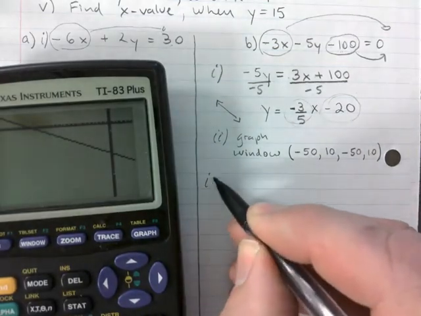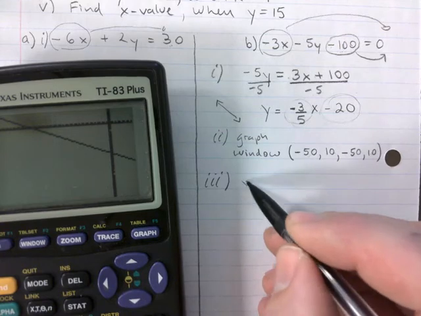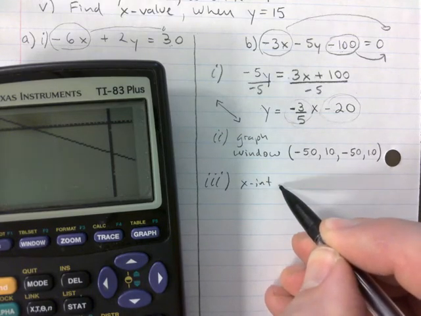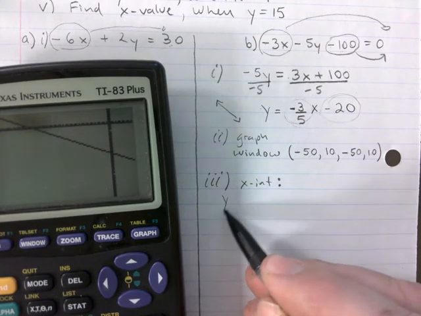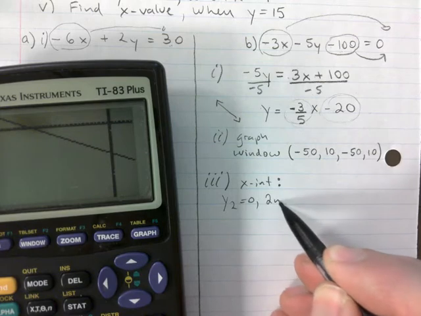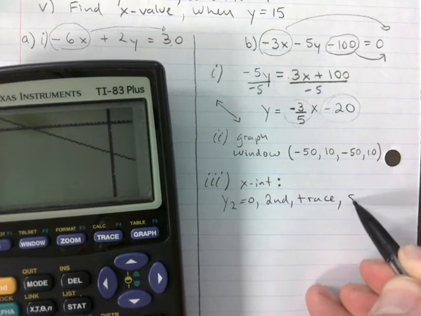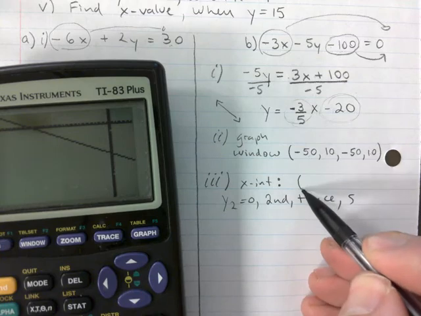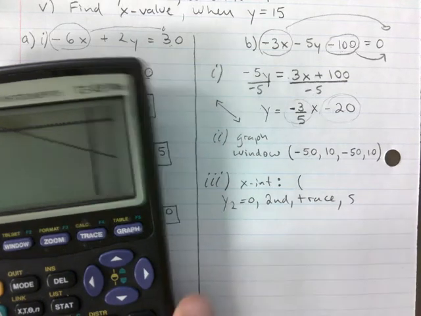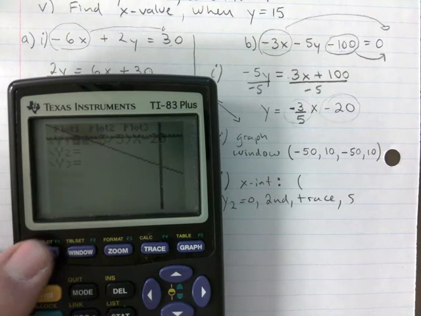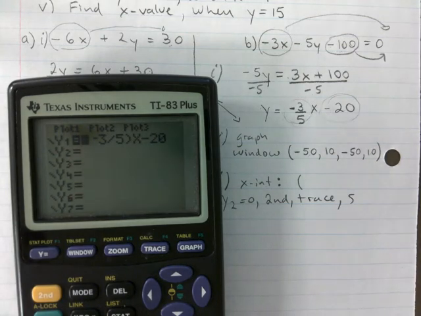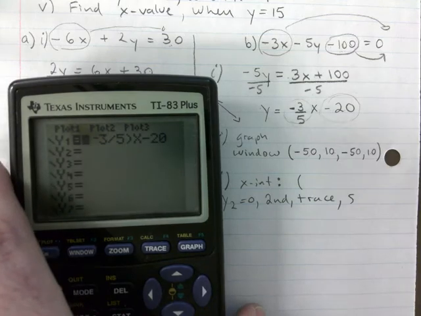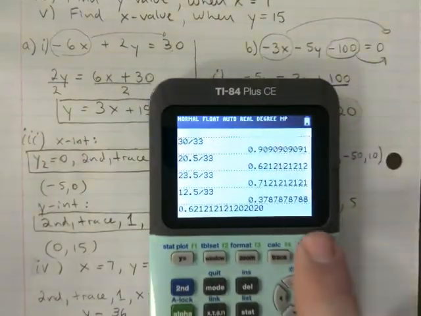Let's find the intercepts, shall we? The x-intercept. You know what I will do, and I will show the keystrokes here. y2 is equal to 0. Second, trace 5. And I will put that coordinate in here. I'm going to spoil it for you. I'm going to show you what you're going to see next year.